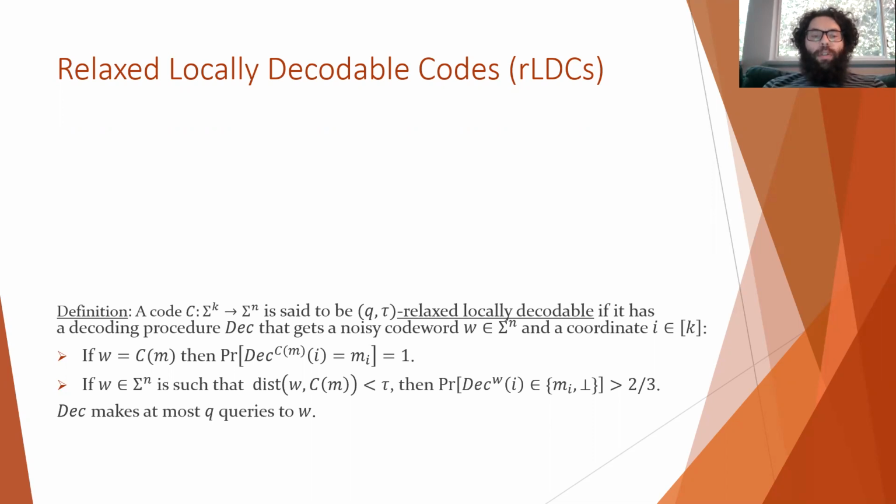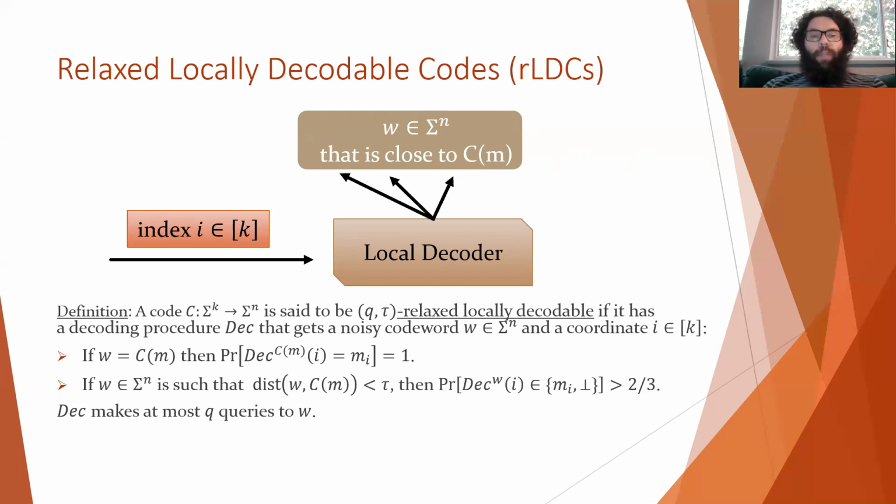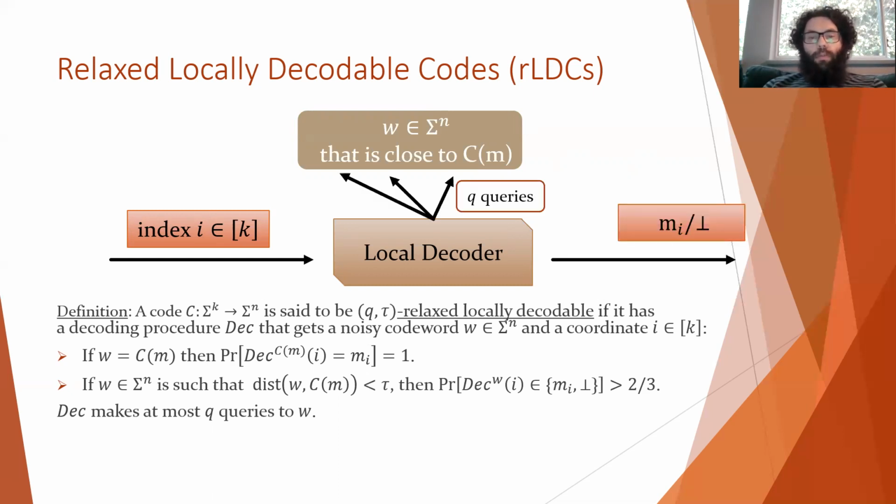The important parameter here is the query complexity, denoted by Q. This is the number of queries that the decoding procedure makes to W. So the picture looks something like this. We have a local decoder. It gets a string W, supposedly close to some encoding of a message M. The decoding procedure also gets the index i of the message. It makes Q queries to W, and with high probability, it outputs either the ith bit of the message or "I don't know." And if W is exactly a codeword, then it's not allowed to output "I don't know." It must output the ith bit of the message.